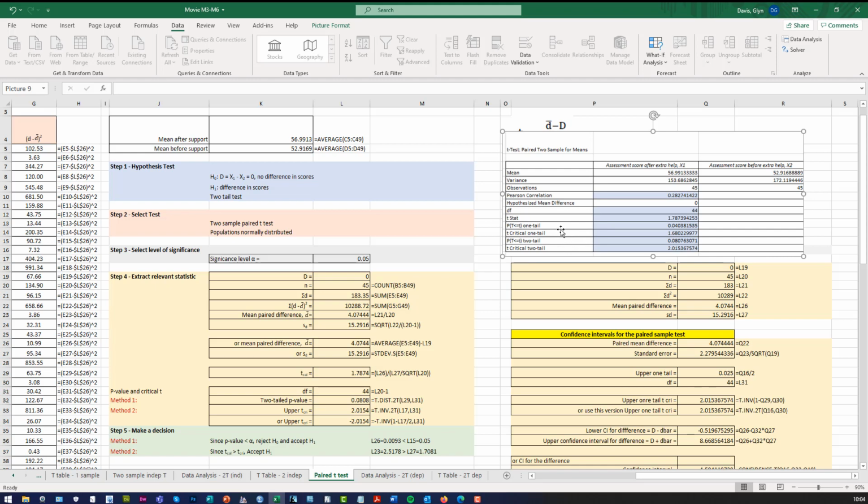Notice please that it gives you a 1-tail and a 2-tail p-value, please note, and it also gives you a 1-tail and a 2-tail critical t value as well. So if you look here, you can see there's a p-value 1-tail. We take the 2-tail, which is 0.08, which is the same as that number, and there's your t value. So remember, it's plus or minus 2.015, which is the same as those two numbers there. Okay, so that's how you perform a 2-tail paired t-test.